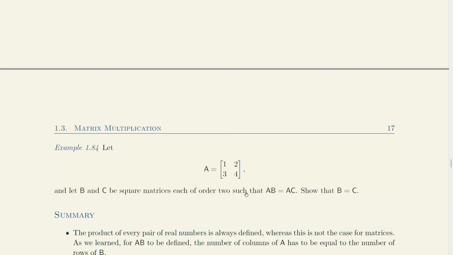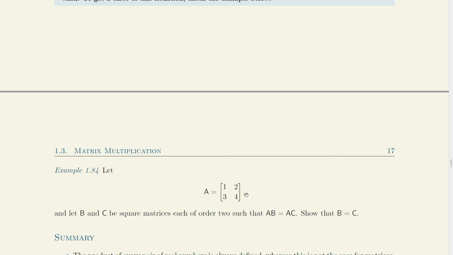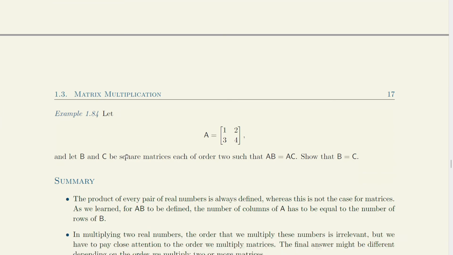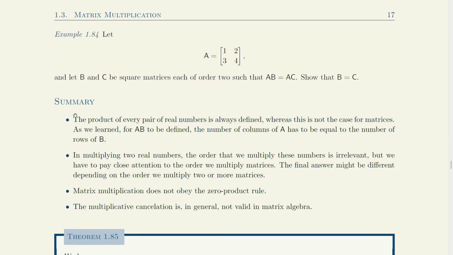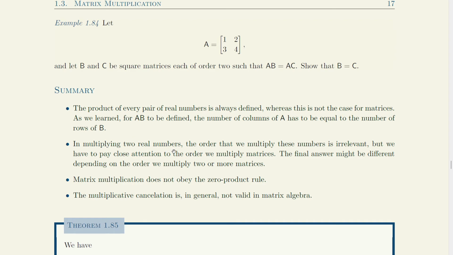So here, for example, by the way, that is also important. But before doing this example, let me read the summary. The product of every pair of real numbers is always defined, whereas this is not the case for matrices. As we learned, for AB to be defined, the number of columns of A has to be equal to the number of rows of B. In multiplying two real numbers, the order that we multiply these numbers is irrelevant, but we have to pay close attention to the order we multiply matrices. The final answer might be different depending on the order we multiply two or more matrices.